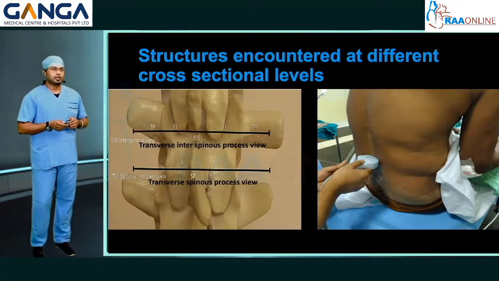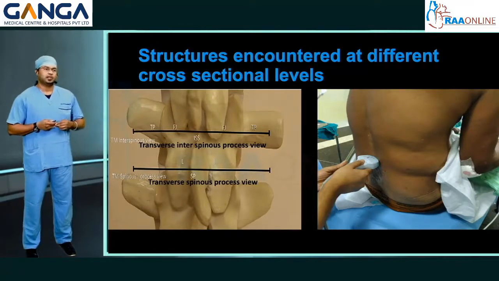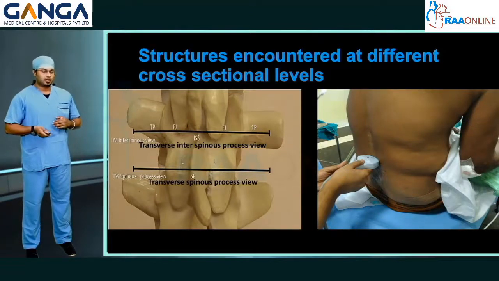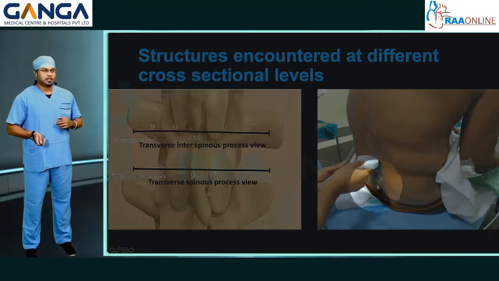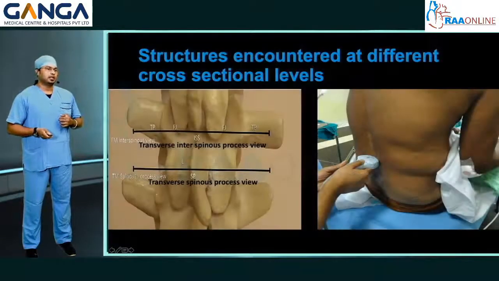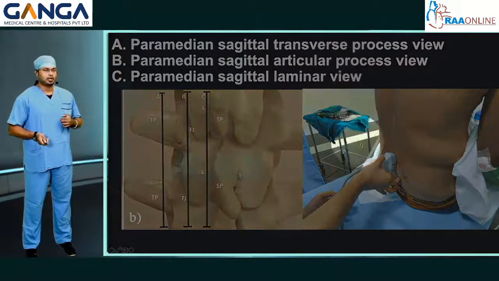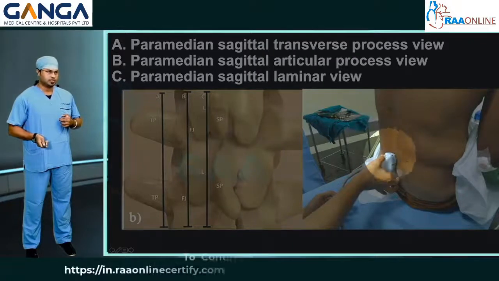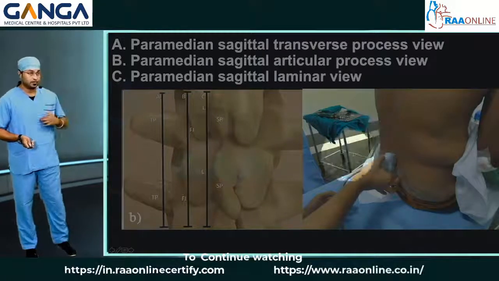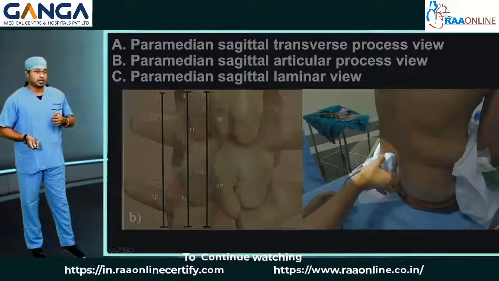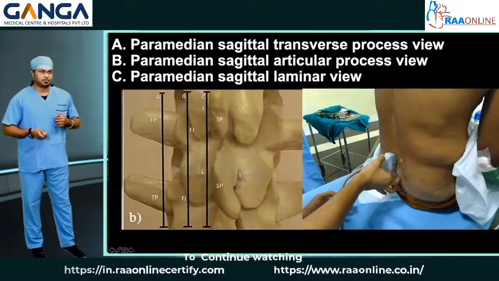Coming to the different views available for us to identify the central neuraxis in the lumbar region, we have a transverse view where the probe is kept horizontally between the intercostal line. Another view is the longitudinal view, where we put the probe in a longitudinal direction in a sagittal plane. This view has three subdivisions: the sagittal midline view, the laminar view or articular process view, and the last one is the transverse process view, which we will be seeing further.